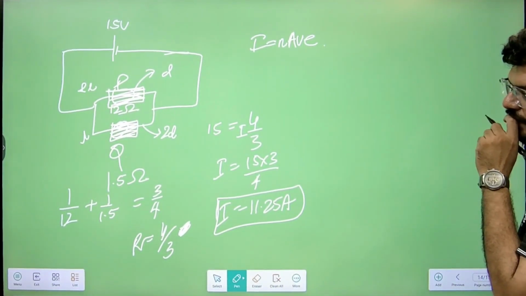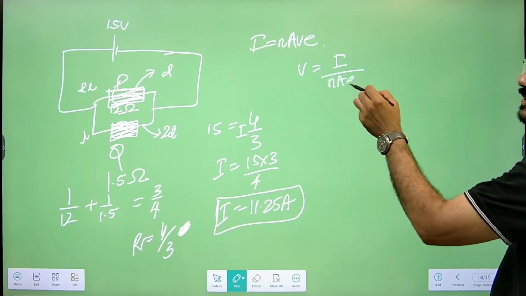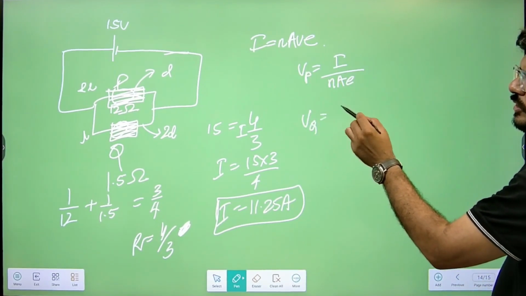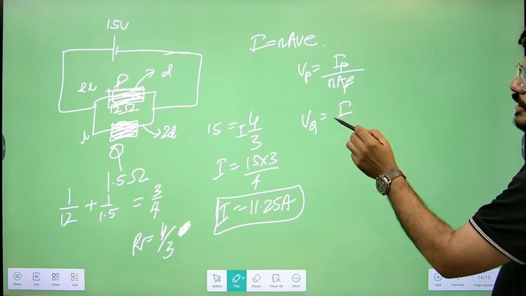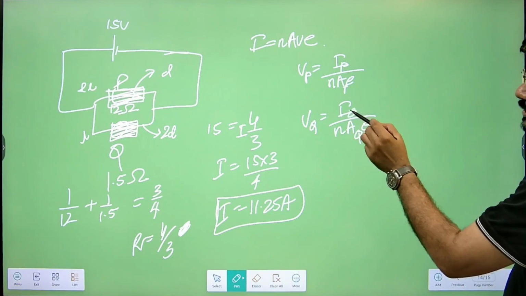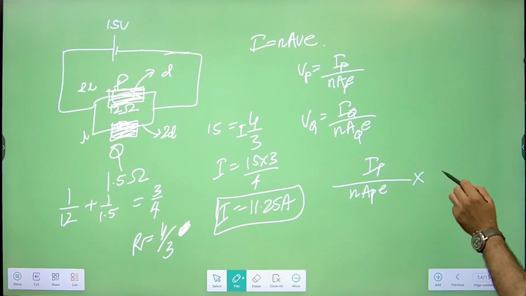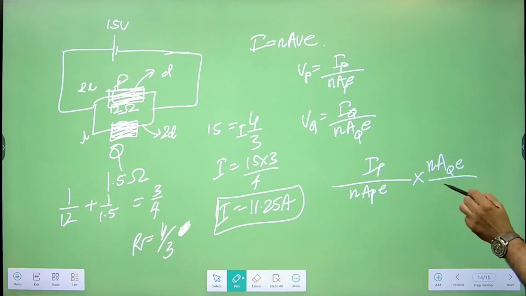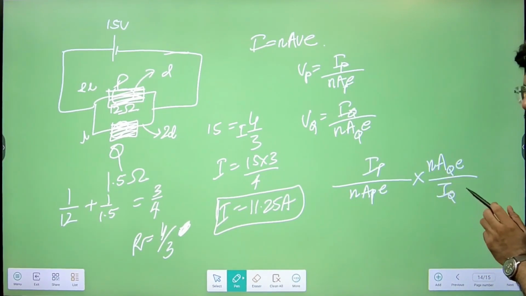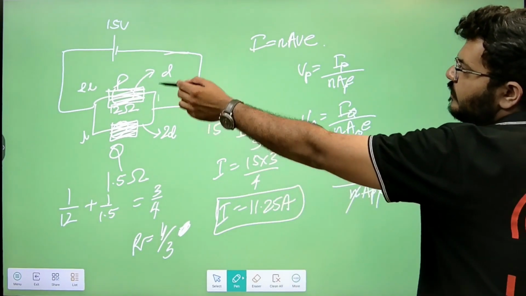Okay. So from here V is equal to I upon nAe, right? Drift velocity in Q is also equal to I, let's say I_P upon n A_Q e, right? The number of charge carriers we have already taken, and the area. So the number of charge carriers can be cancelled out, right? I need to find out the value of I_P by I_Q. Can we do that? From this we can, right?